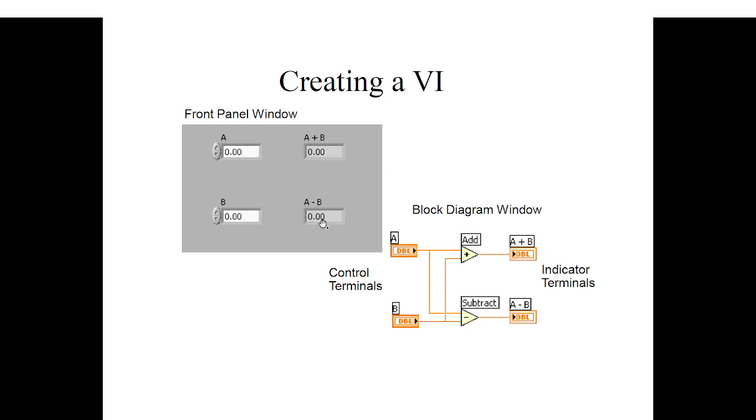And also we need another output, that is subtract. This is also a tool we need to take from the functions palette. And also we need to wire it from input A and input B. This is the subtraction. This subtraction output will be connected to the A minus B indicator terminal. Next, if you give input on A and B, this indicator shows A plus B and this indicator shows A minus B. This is one example of a virtual instrumentation.